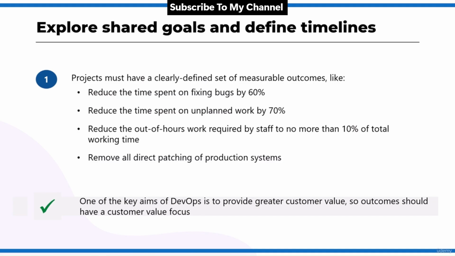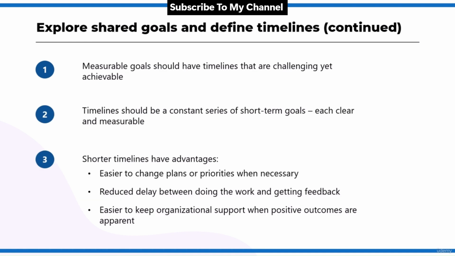And then removing all direct patching of production systems. Maybe sometimes we have to do that, but not all the time are you going to directly patch the production systems. You have to go through the cycle, and then if everything works fine, only then are we going to put things into a production environment. So one of these configurational things is that you have to define your timelines, and you have to define goals which are measurable. Now, when we are focusing on measurable goals, you also need to have a timeline associated with them.